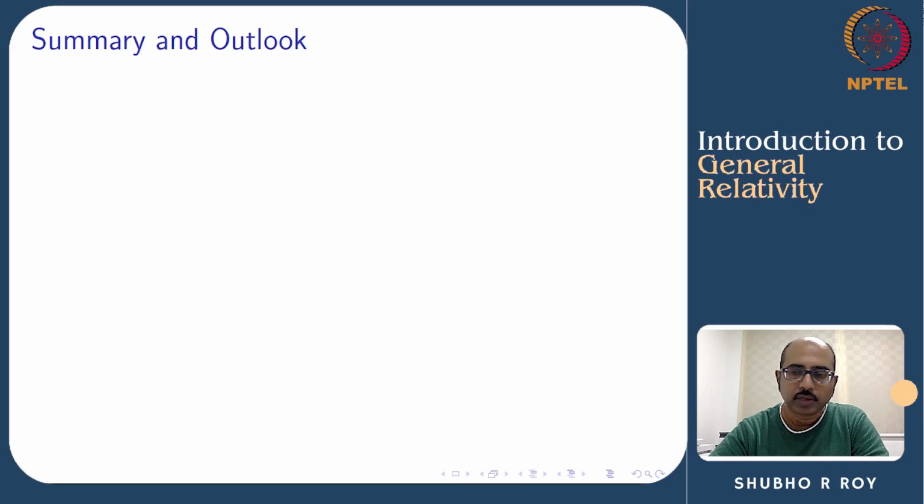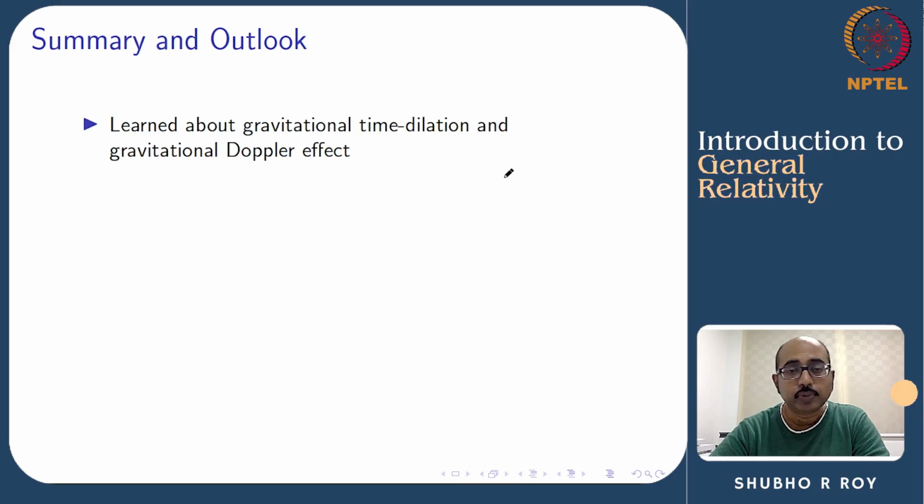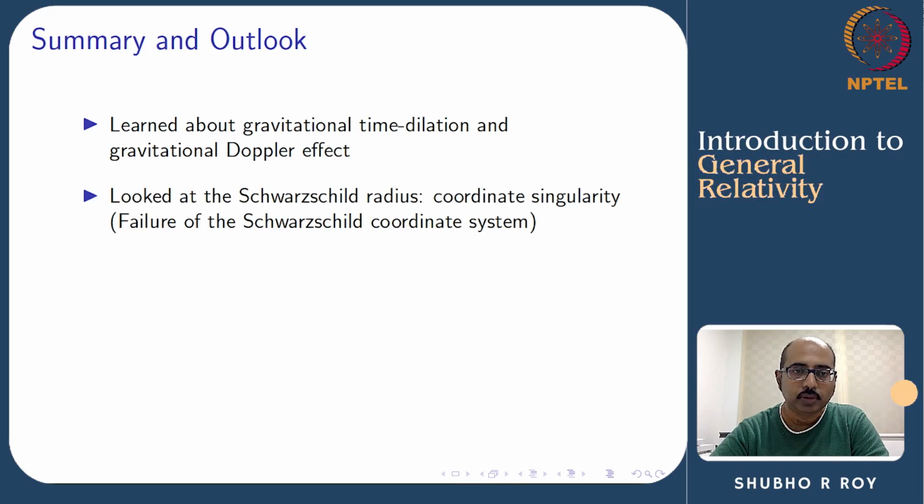With that I will conclude the lecture today, and I'll provide a summary of what we discussed. First, we learned about gravitational time dilation and the associated gravitational Doppler effect in the context of the Schwarzschild geometry, although these are fairly generic effects happening in any gravitational field. Then we looked at a couple of peculiar features of the Schwarzschild geometry, namely the Schwarzschild radius, which turned out to be a coordinate singularity. That is, the tidal forces are all finite, but the Schwarzschild coordinate system cannot be trusted.